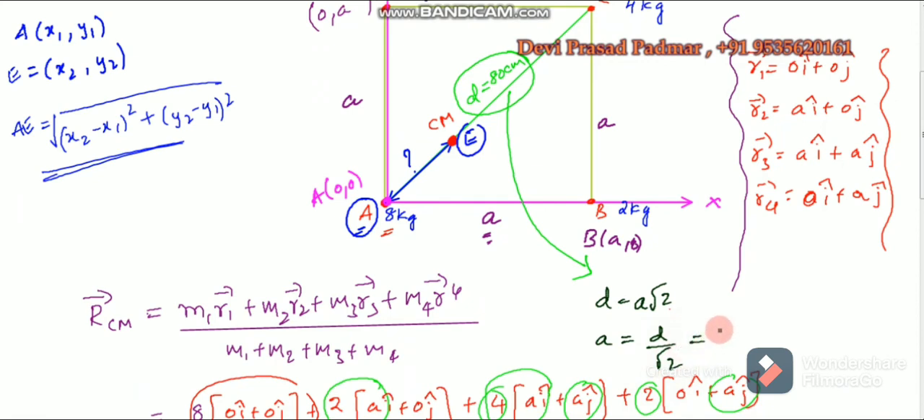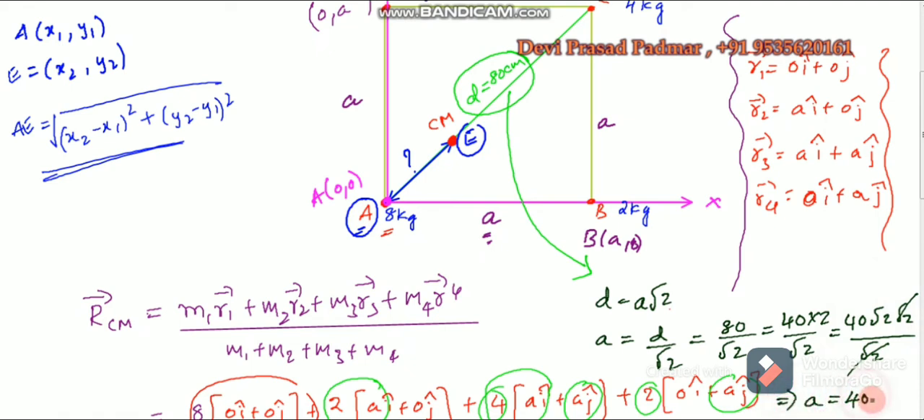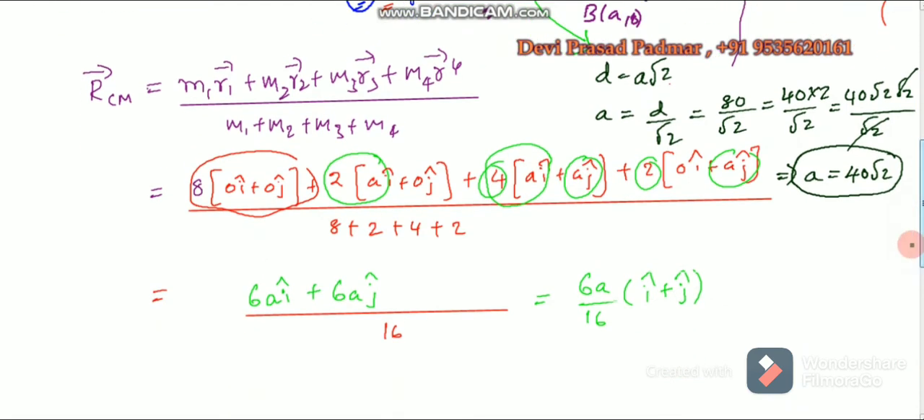Now what is that diagonal? That is 80 centimeter divided by root 2, or I will write this as 40 into 2 divided by root 2. 80 can be written as 40 into root 2, or this can be written as 40 root 2 into root 2 divided by root 2. So one root 2 gets cancelled. That means finally we get side a equal to 40 root 2. This 40 root 2 value we can substitute in this equation.